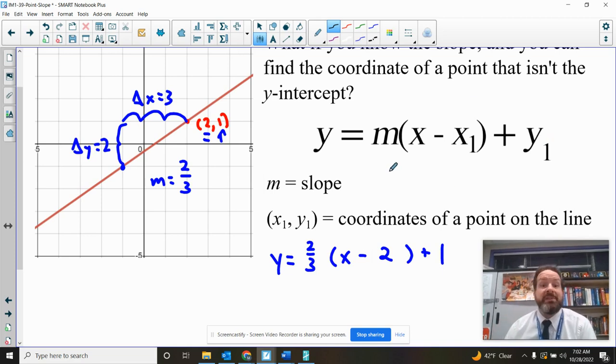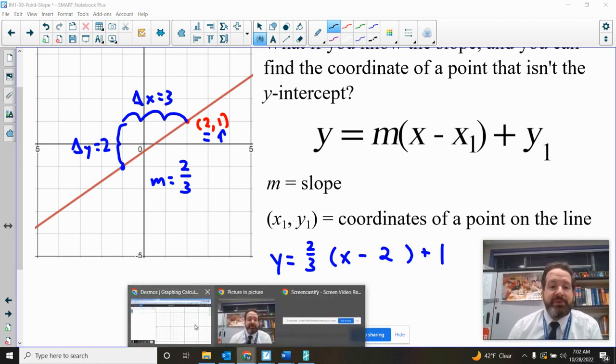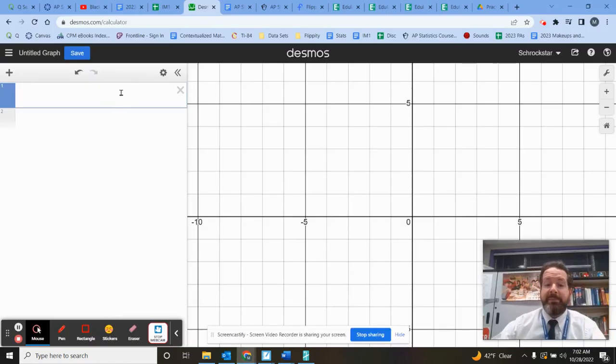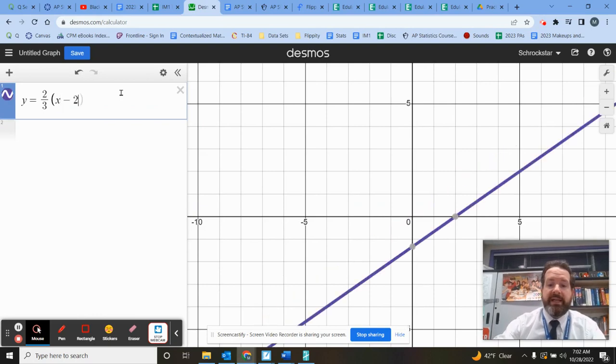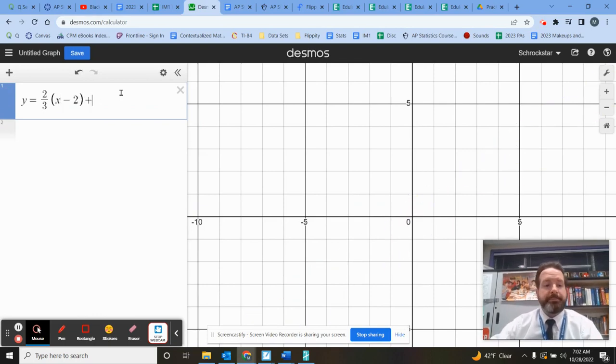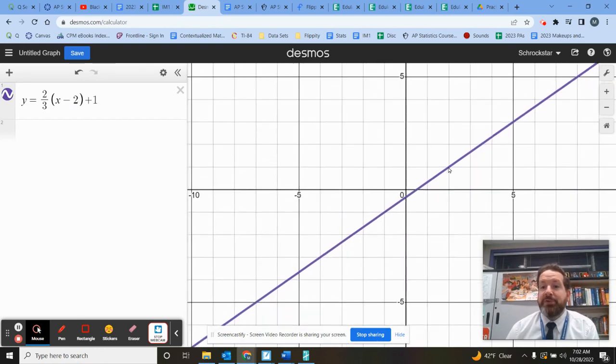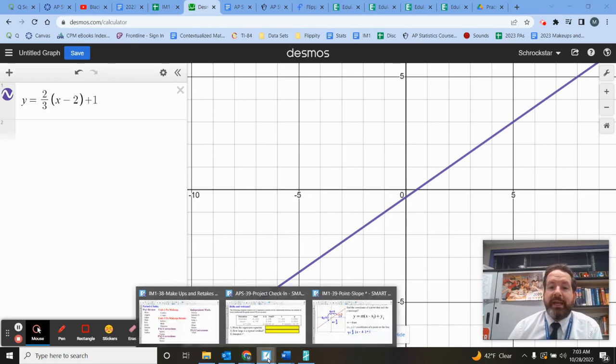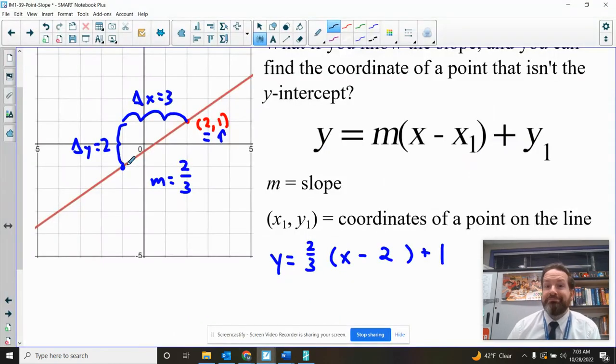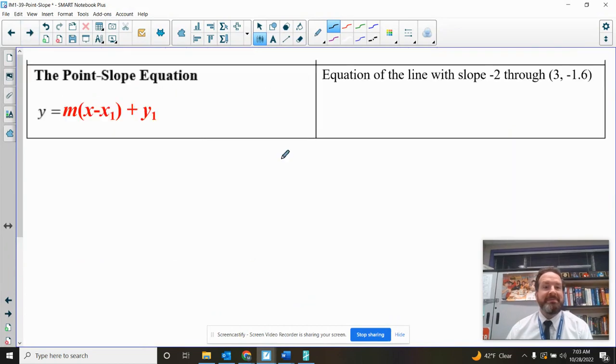Now, just to prove to you that this works, I'm going to hop over to my Desmos graphing calculator real quick and type in what we just found. 2/3, x minus 2 plus 1. And we should see a line that does the same thing. It goes through the ordered pair 2, 1. The y-intercept is a not so nice number that's somewhere between 0 and -1. And we also pass through the point here, -1, -1, that we use to calculate our slope. We've got the right equation.